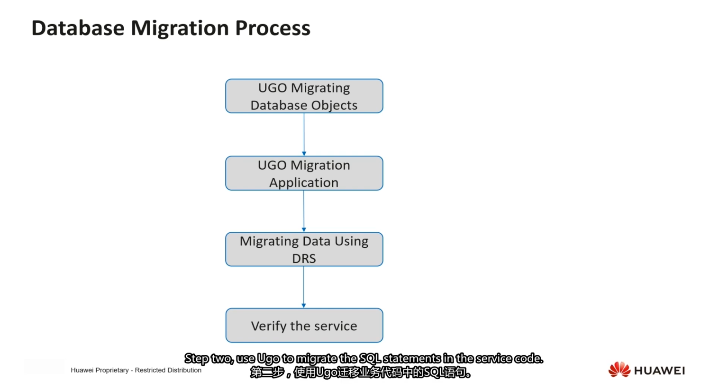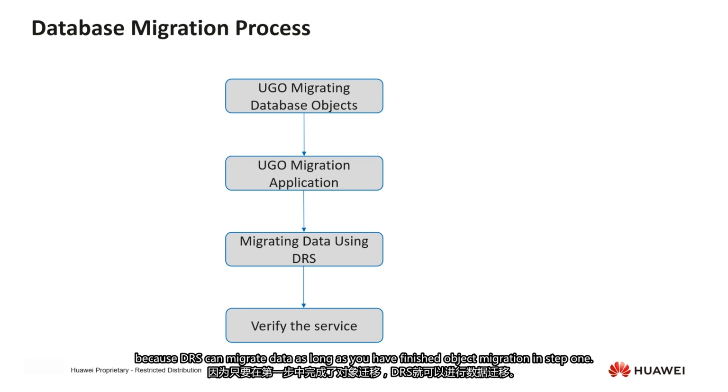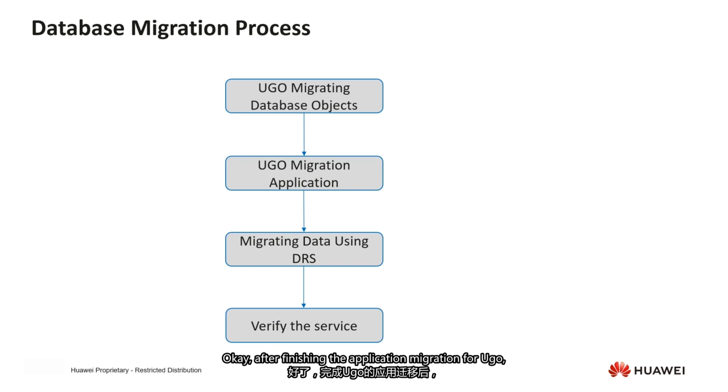Step 2. Use UGO to migrate the SQL statements in the service code. In Step 3, use DRS to migrate data. You will learn about the details of DRS in the next part. Step 2 and Step 3 can be performed simultaneously because DRS can migrate data as long as you have finished object migration in Step 1. Step 4. Perform a lot of verification tests to ensure the accuracy of the final migration.